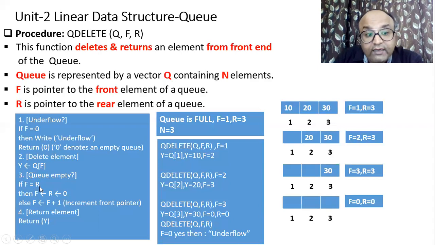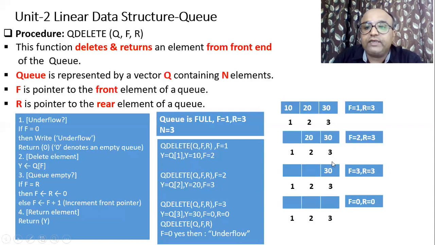Now check, if F equal to R. If you observe here, both values are the same. After deletion of 30, F and R both have the same value. So now this condition becomes true. So we'll move to the then part. In this case, we'll set both pointers F and R to 0. It means we are not going to increment the value of F, because this was the last element of the Q.